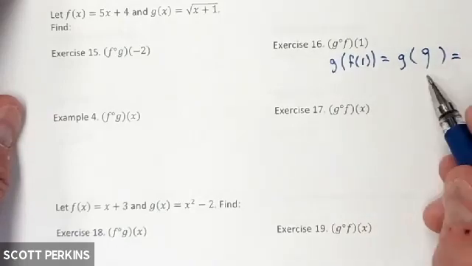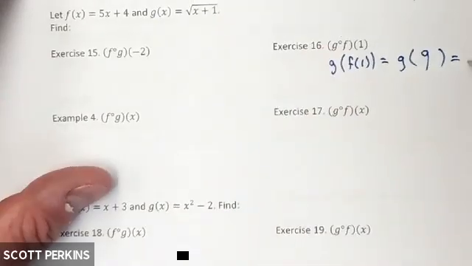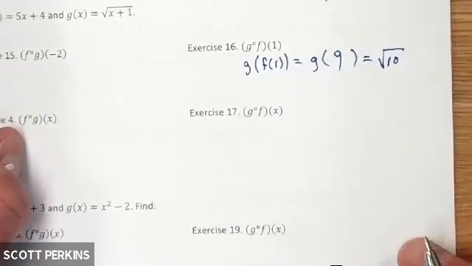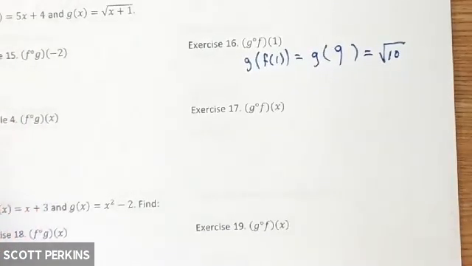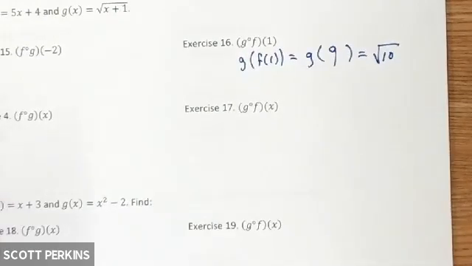When I plug 9 into g, 9 plus 1 is 10, and that is under my square root. Oops, which you can't see, sorry. 10 is not a value that I can simplify anymore. 10 is 5 times 2. Neither of those things is a perfect square, so that is the answer. Don't do anything else. Don't put it in your calculator. I don't want an approximation. We're good with the exact answer.